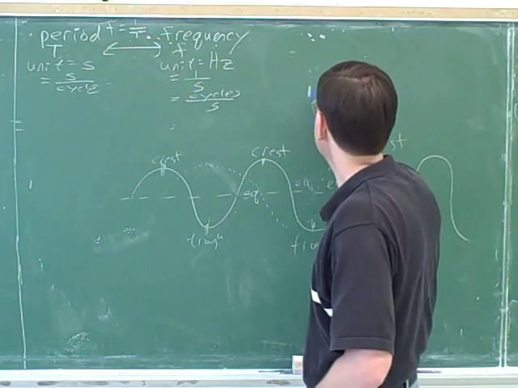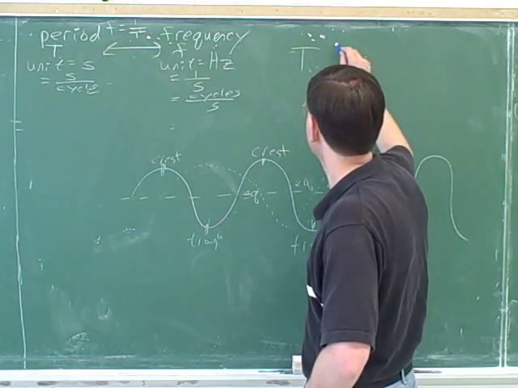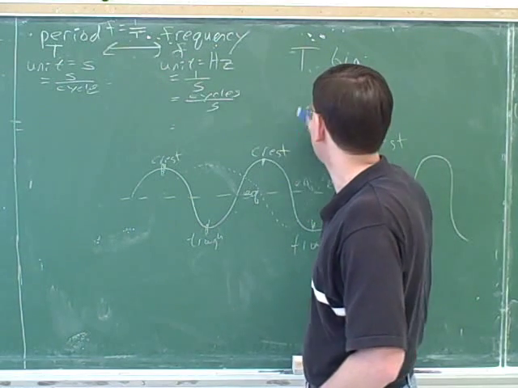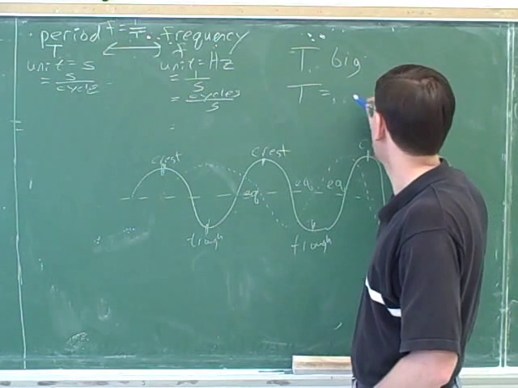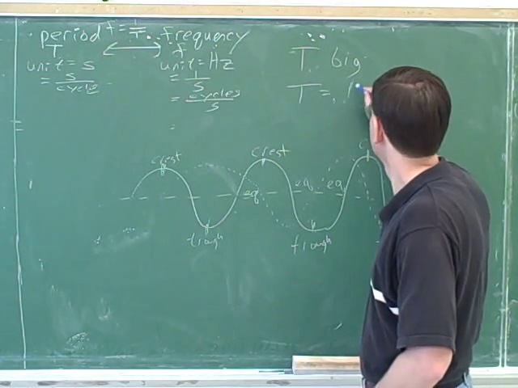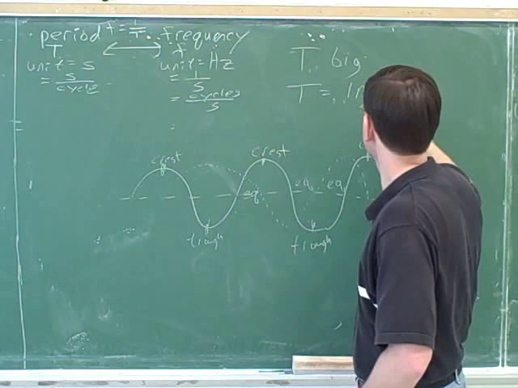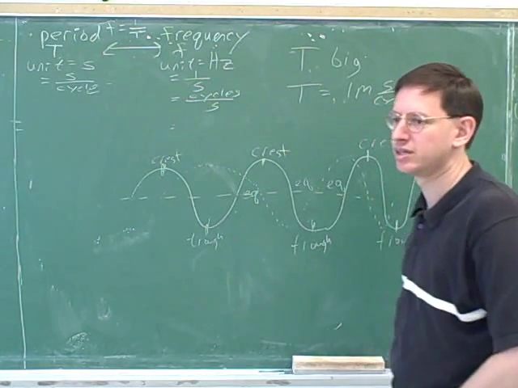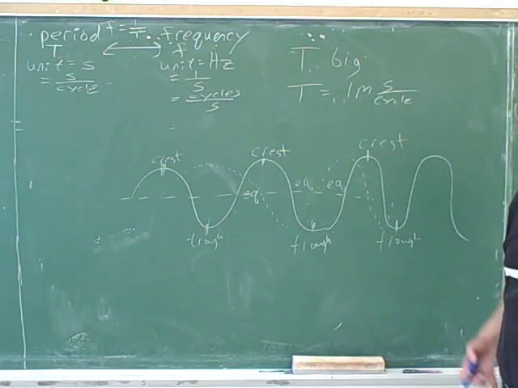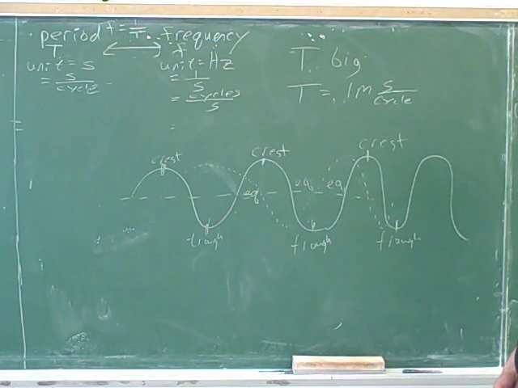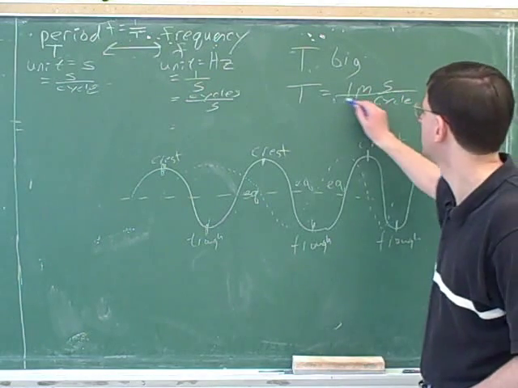All right, now let's say that the period is big. For example, let's say that the period is 1 million seconds per cycle. Does that mean the wave is oscillating fast or slow? Slow. Yeah, how do you know? How would you interpret this? It takes 1 million seconds for 1 cycle to.